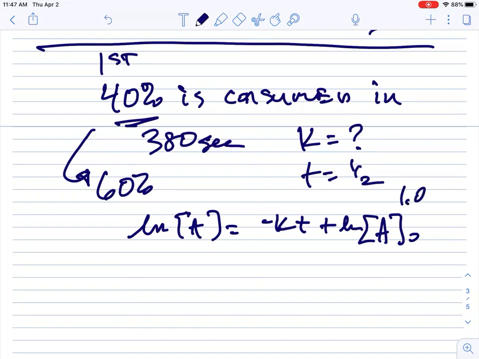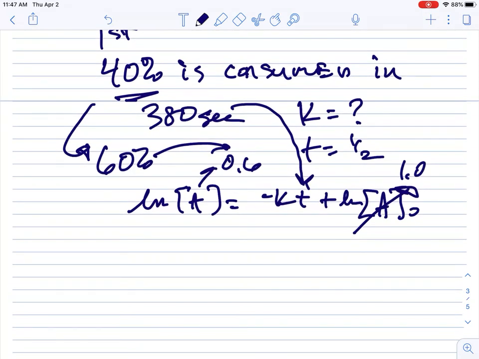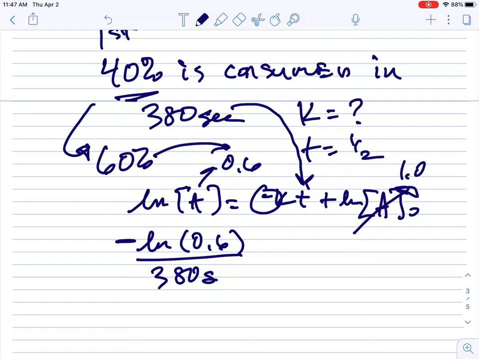I'm going to let this have a value of 1 so that this drops out. I'm going to let this be 0.6 because that's how much is going to remain. I know this is going to take 380 seconds, so now I know my value of time. So the only thing I don't know is my value of K. So I'm going to take the natural log of 0.6, divide that by 380 seconds, and because of this negative sign, this is going to be a negative value over here.